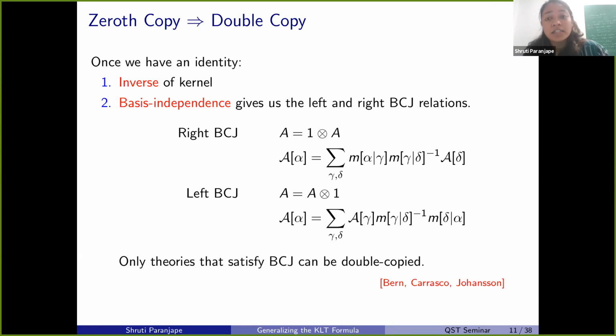Yeah, I think that's correct, because you don't want this to be killed, since otherwise the double copy will be 0, right? Right, but A should be killed by the null vectors of M, right? Yeah, that's perfect. A should be killed by the null vectors of M.